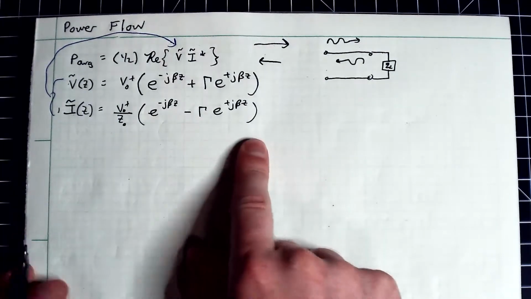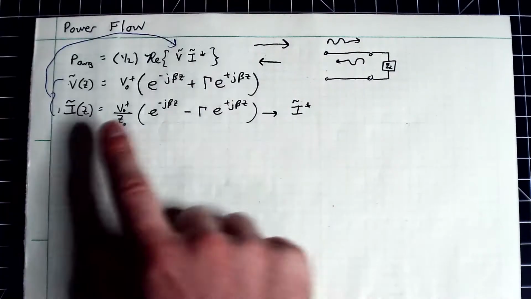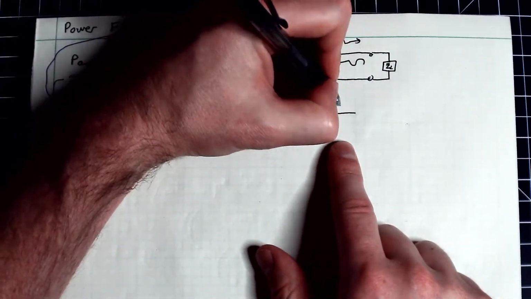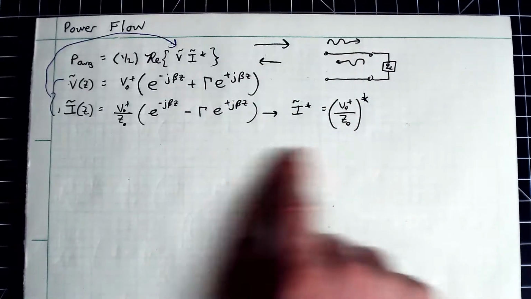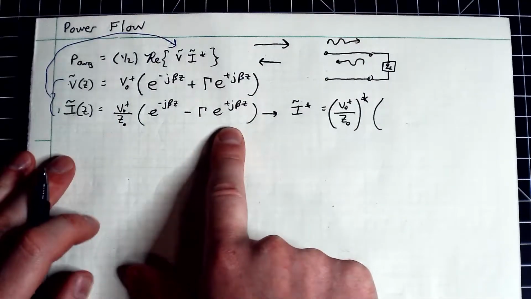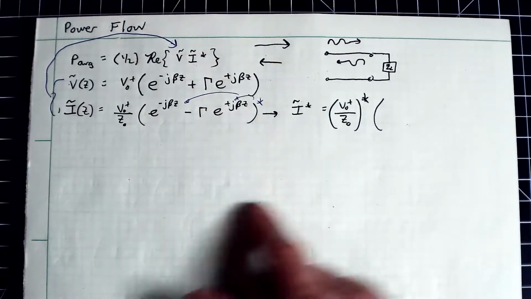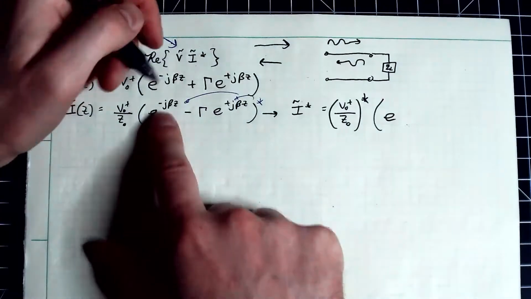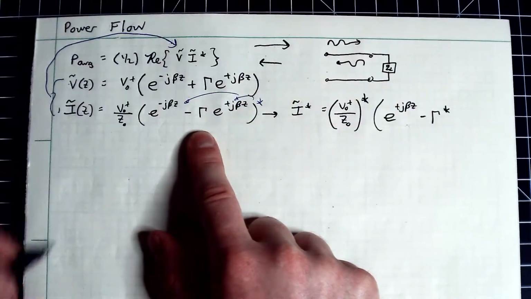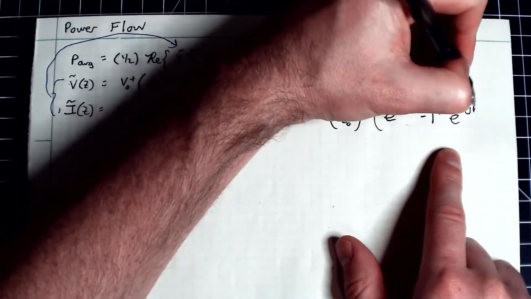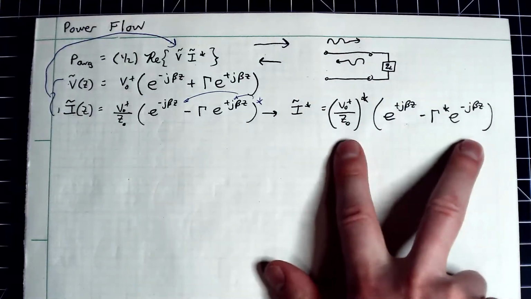First things first, we need to take the conjugate of this whole thing. So I conjugate is going to be the following. I'm going to get V naught plus over Z naught, that whole thing conjugated, times the conjugate of this thing here. The conjugate distributes to all of the terms, so I get e to the plus j beta z minus gamma conjugate times e to the minus j beta z. So this here represents I conjugate.